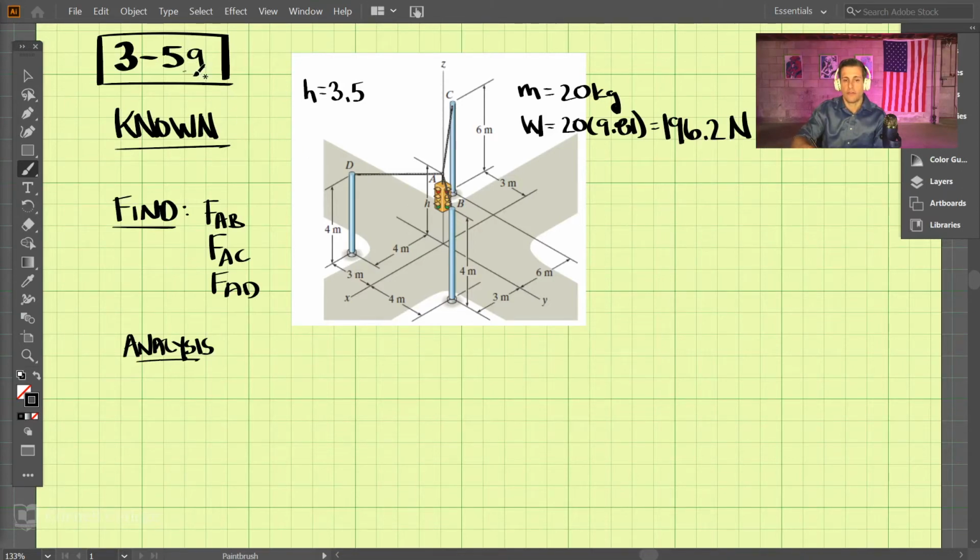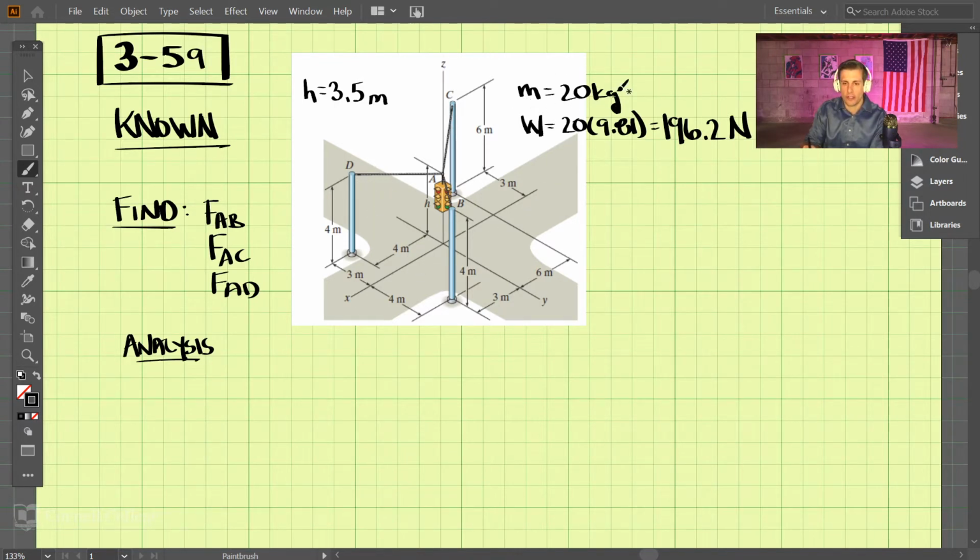All right, so 359, and this is a problem where we're given a traffic light here, and we're given that this dimension h is 3.5 meters here, and we're looking to find the tension in each one of these cables. So cable from A to B, cable from A to C, and cable from A to D.